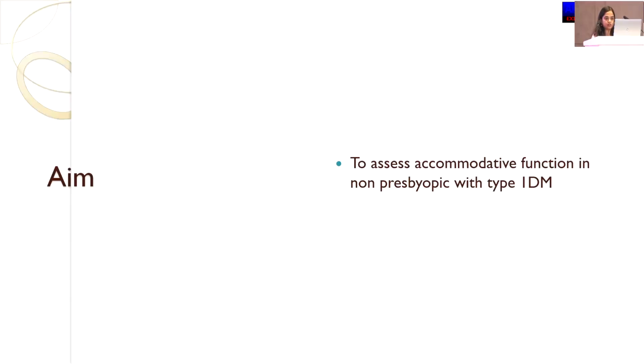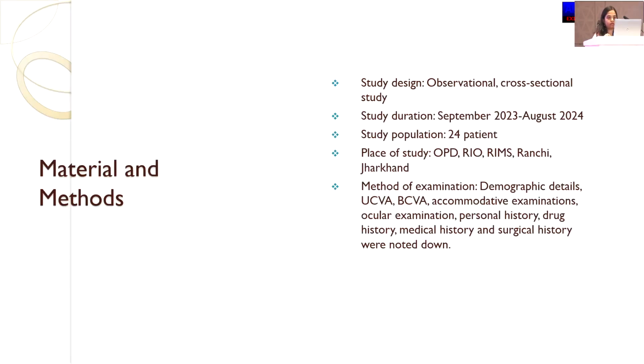The aim was to assess accommodative function in non-presbyopic subjects with type 1 diabetes mellitus. This was an observational, cross-sectional study. Duration was from September 2023 to August 2024. Total sample size was 24, 12 diabetic and 12 non-diabetic. This was conducted in OPD, RIMS, Ranchi.